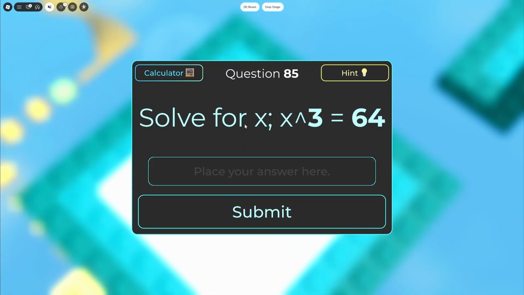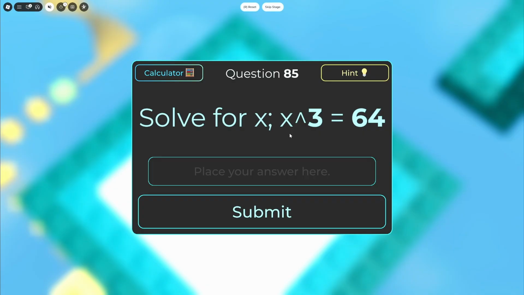85, solve for x. X to the power of 3 equals 64. So we have to find something that can be multiplied by itself 3 times to get 64. 3 times 3 is 9. That does not work. 4 times 4 is 16. Times another 4 is... I think it's 4 actually, now that I think about it.